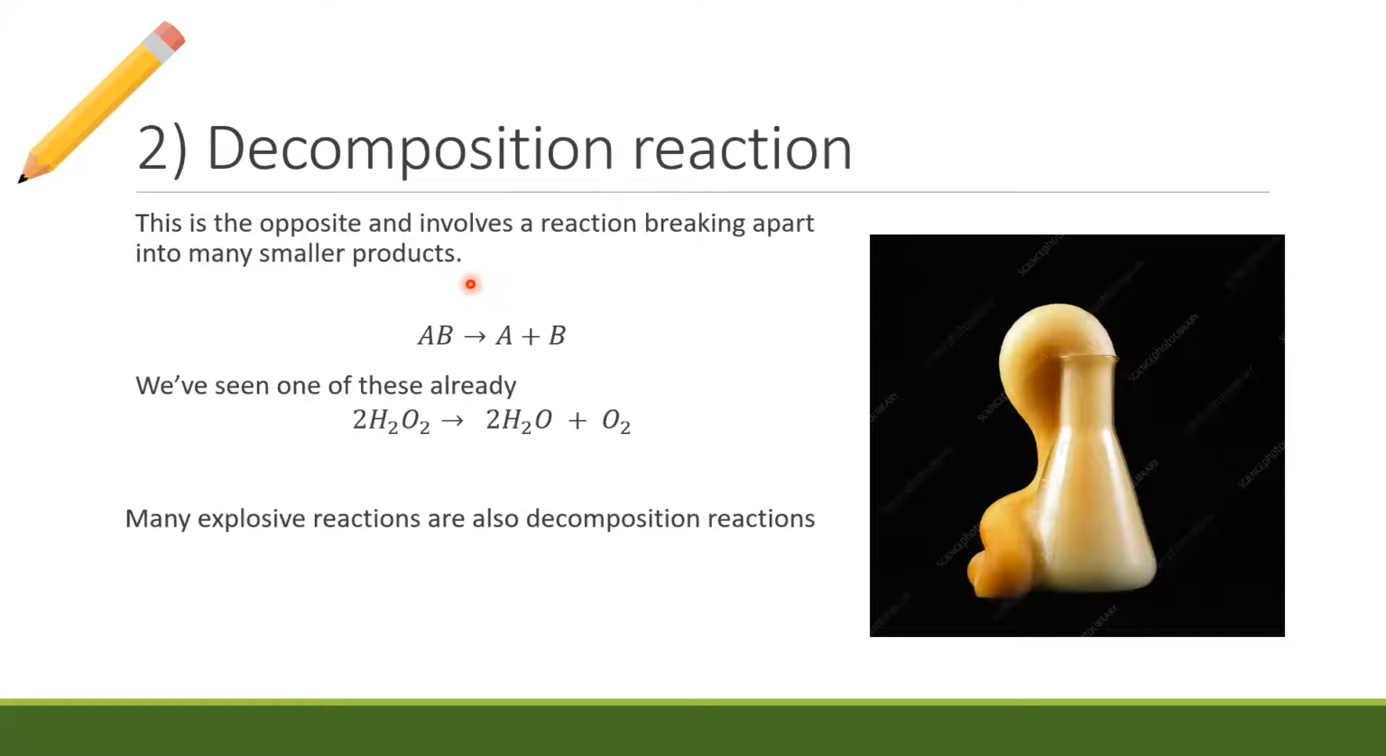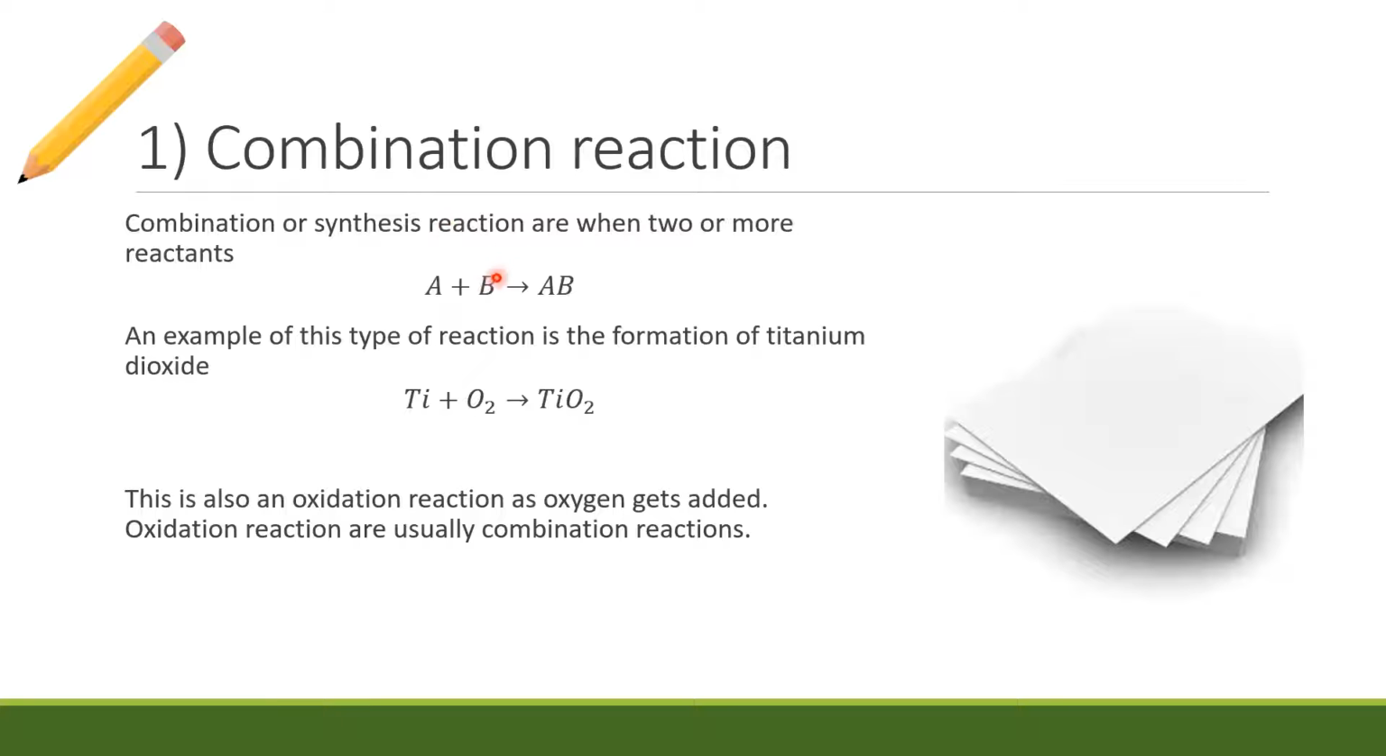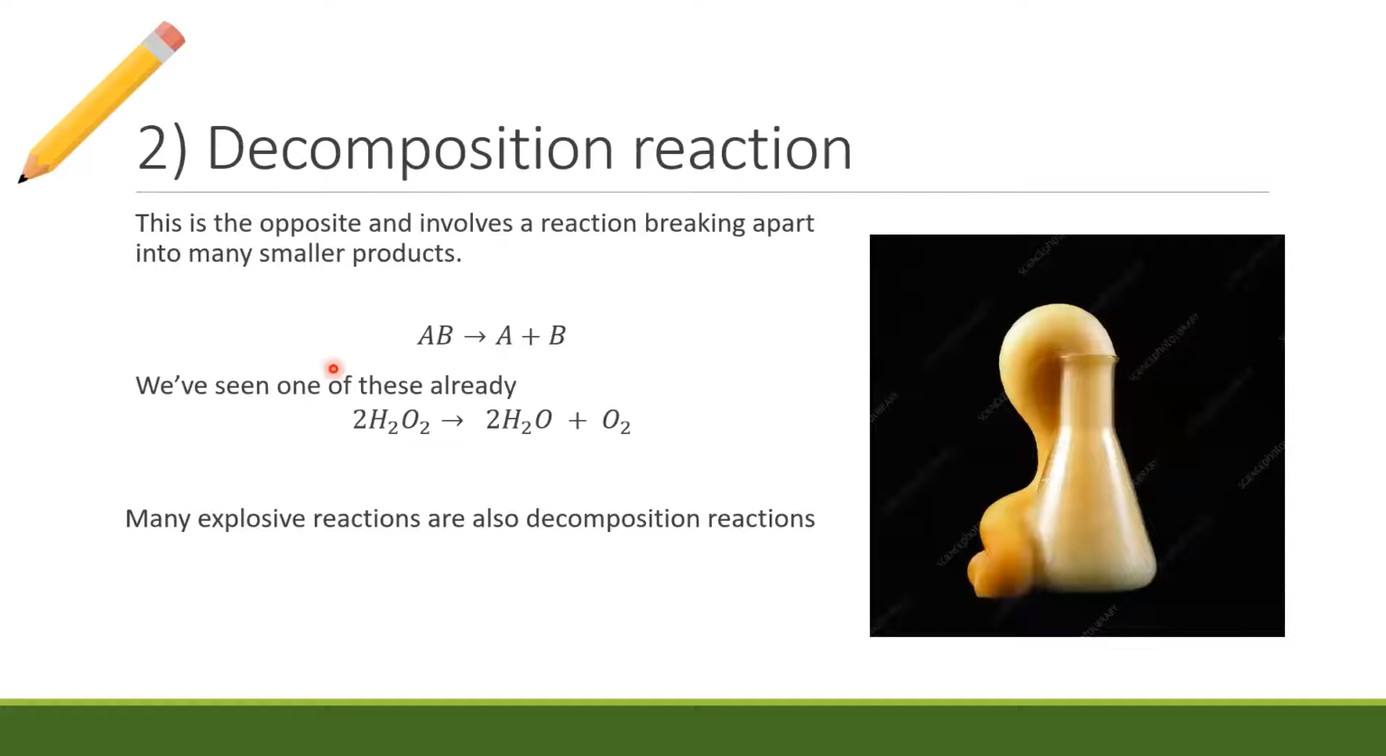So let's compare the numbers here. I'm going to flick back a slide here. One sec, hold on. We've got 1 plus 1. We've got 2 on the left, 1 on the right. Notice this one we've got 1 on the left and 2 on the right. There are more products than there are reactants. This is how you do a decomposition.